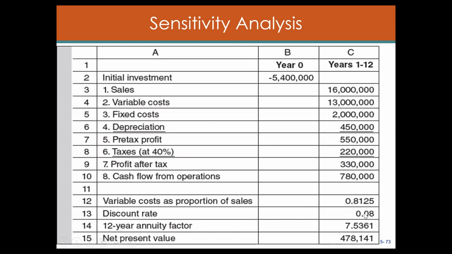The discount rate is an assumption that you're making that, yes, this is my discount rate at 8% on an average. And then if you discount it at 8%, and this is an annuity, by the way, because every year you're getting a cash flow of $780,000 net. So if you discount $780,000 at 8%, this is an annuity discount. So your net present value you're getting at $478,141. This is the net present value. So this is your budget. Okay, this is what you're doing.